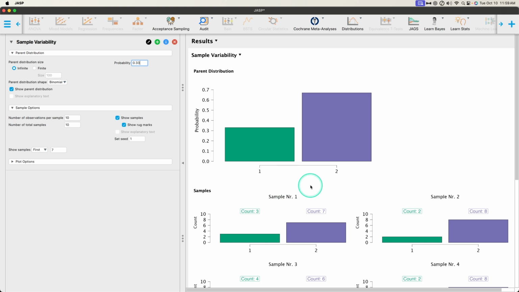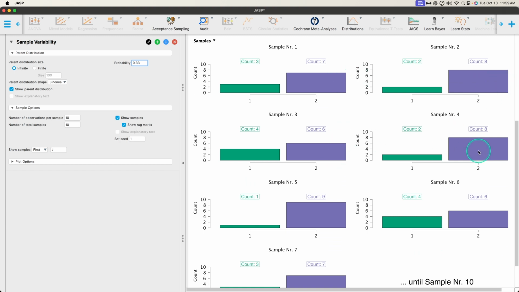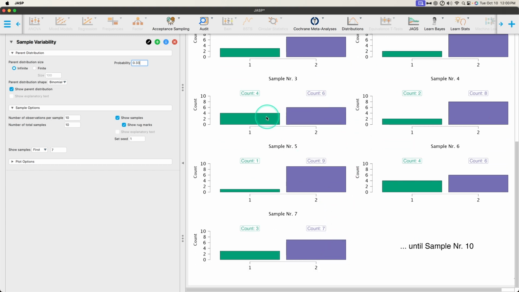So if we apply this to my Monty Hall problem here, this is the probability of staying with your door or the probability of switching. So green is staying, purple is switching. And you can see that when I do it this way, that switching yields a better outcome every time. The closest one that we get to is 4 and 6 in sample 3. I love it. I love it.